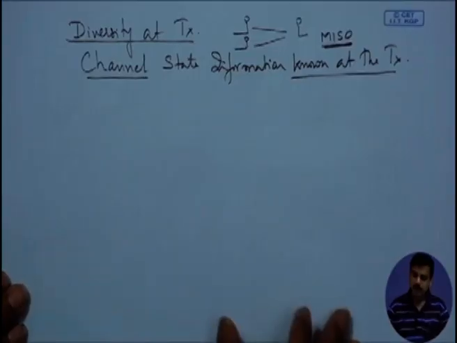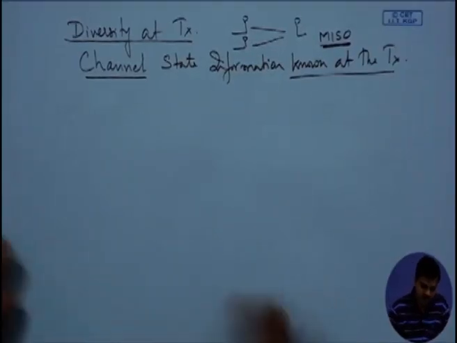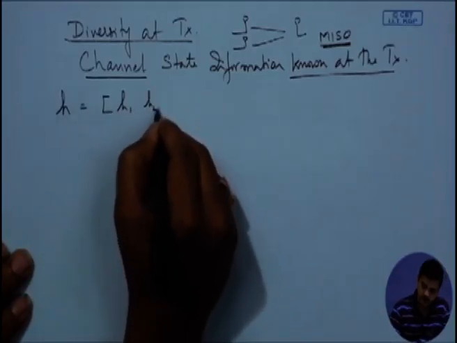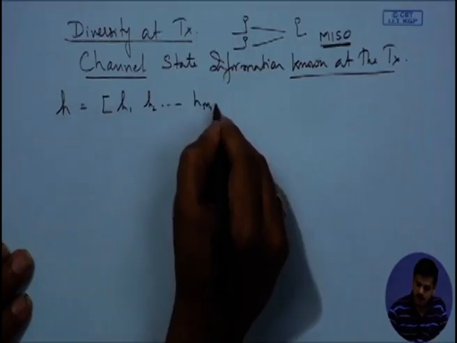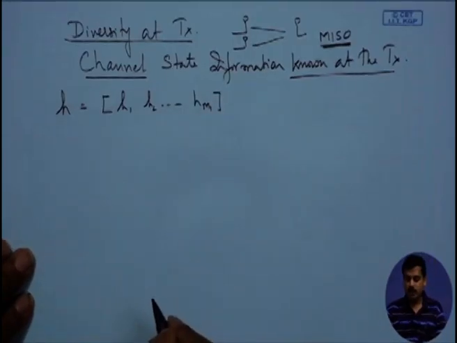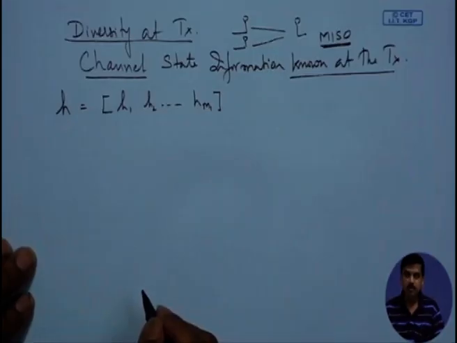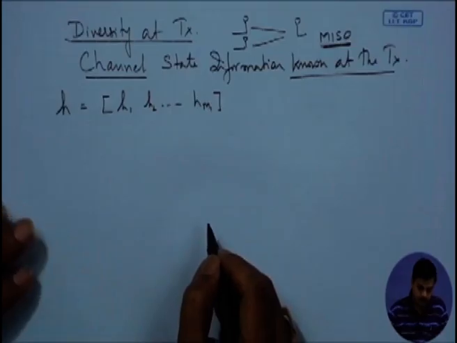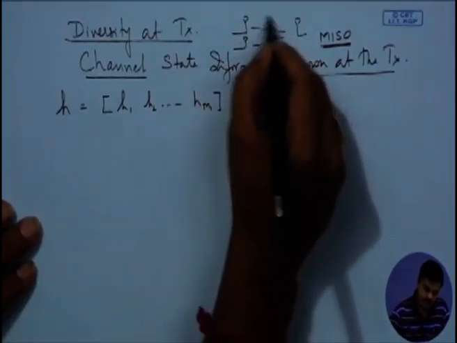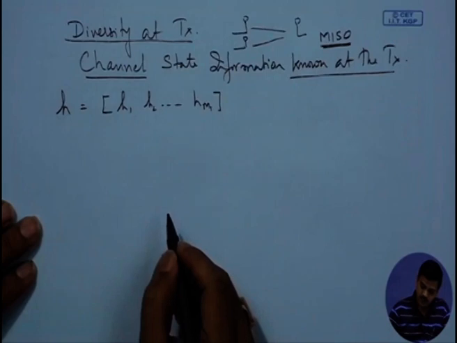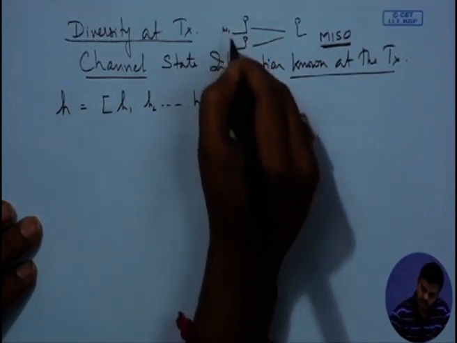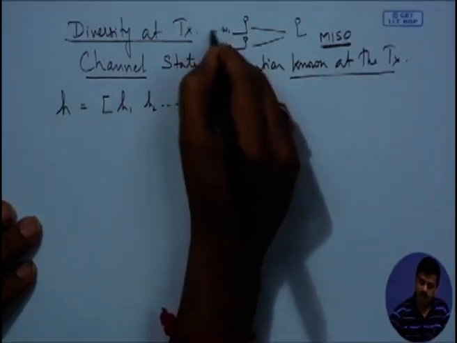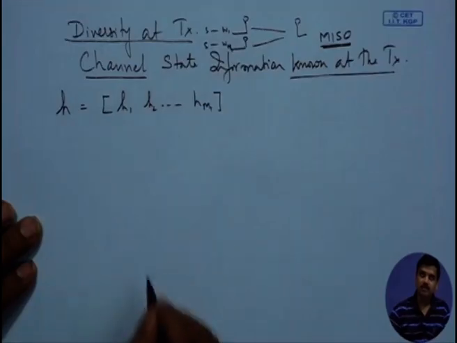So, we will remain with our assumptions of the channel. In this case we will assume that the channel vector is given by H1, H2 up to HMT. This is the convention that we have used. In case of SIMO, that is single input multiple output, this was a column instead of a row. So basically we have this particular configuration, and we will assume that there is a weight associated with each antenna. The same signal is being transmitted.